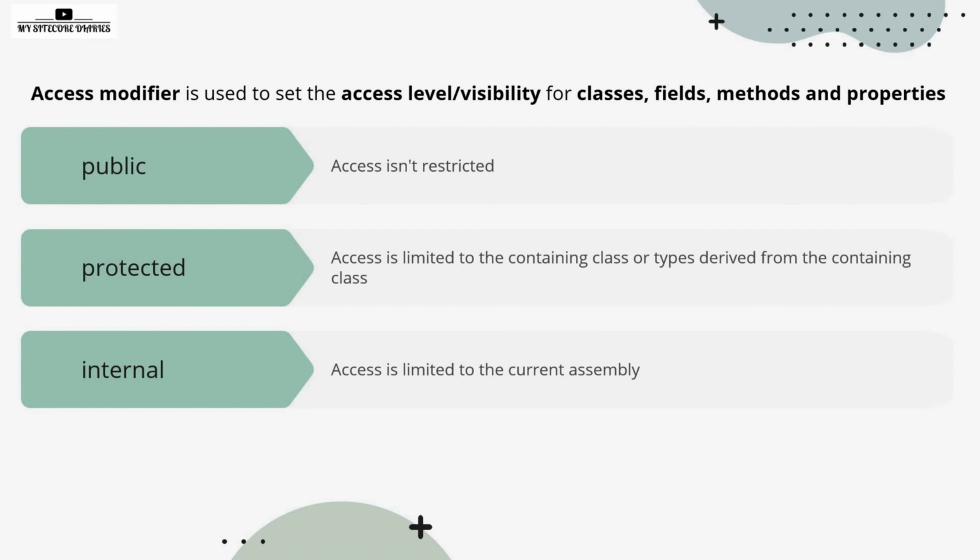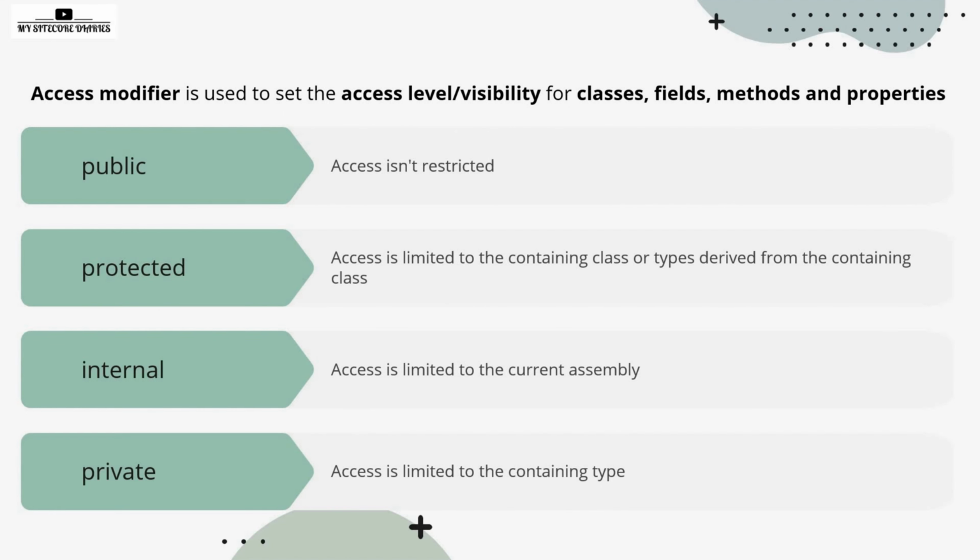Then you have internal. Internal access is limited to the current assembly. So basically within your namespace, it can be accessed. Private, access is limited to the containing type. So when you make anything private, it is limited to that class only.